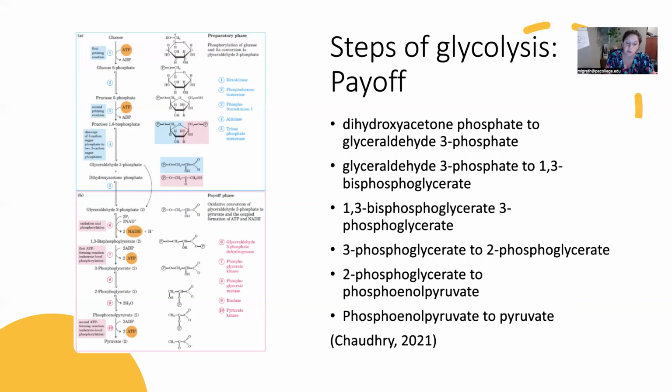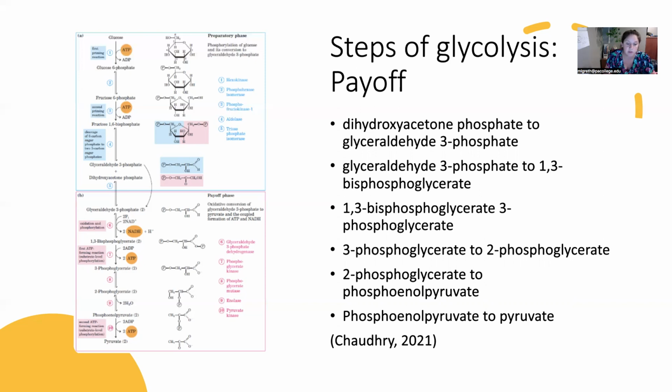Then 1,3-biphosphoglycerate is converted to 3-phosphoglycerate with the help of phosphoglycerate kinase. And here is when we're creating our first ATP molecule. Now, it's doing this twice, because again, I said it's going through that payoff phase twice with each of those compounds. So you're getting 2 NADH in the previous step, and now in this step, you'll be getting 2 ATP from that.